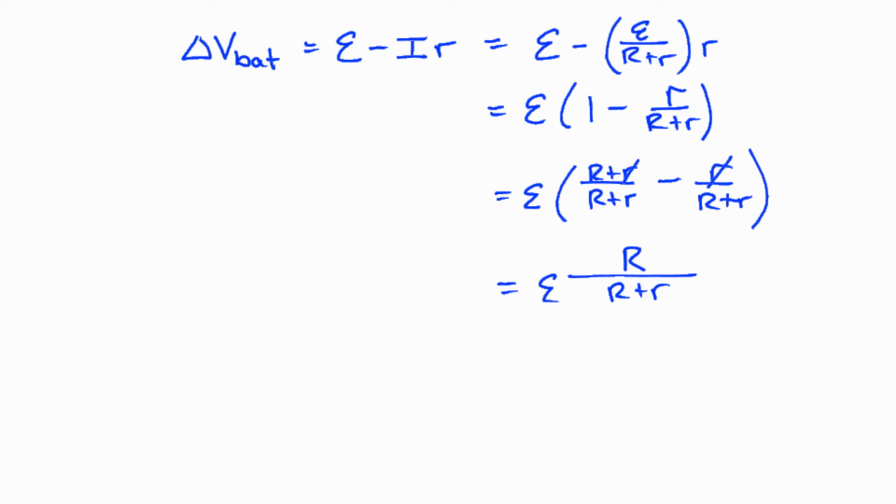So, as expected, the terminal voltage, so the potential difference across the terminals of the battery, equals the potential difference across the resistor, which is what we'd expect since those are the only components of this particular circuit. So, what happens when R equals 0?